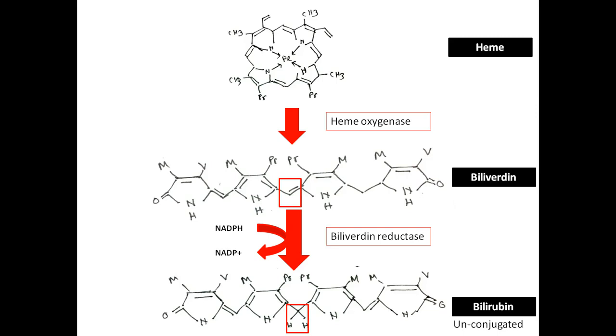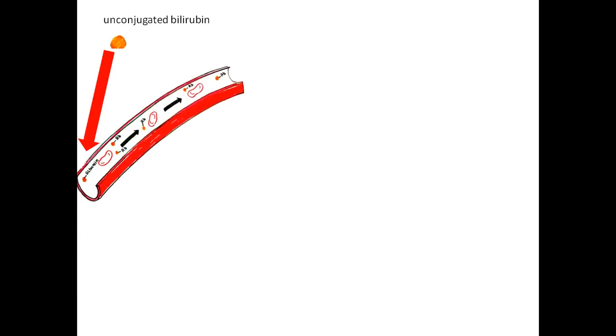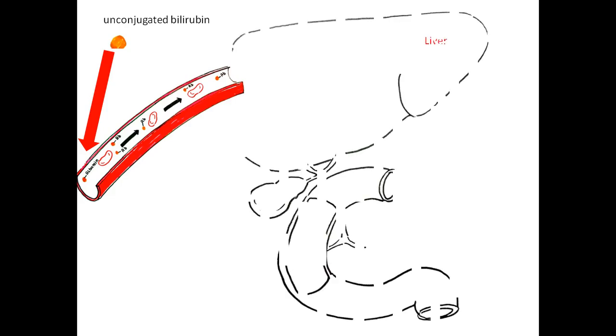Unconjugated bilirubin is insoluble. So unconjugated bilirubin moves to the circulation, and as it is water insoluble, it has to work with a carrier protein. In this condition the carrier protein is albumin. Albumin binds to it and carries the unconjugated bilirubin to the liver, where it is further metabolized.